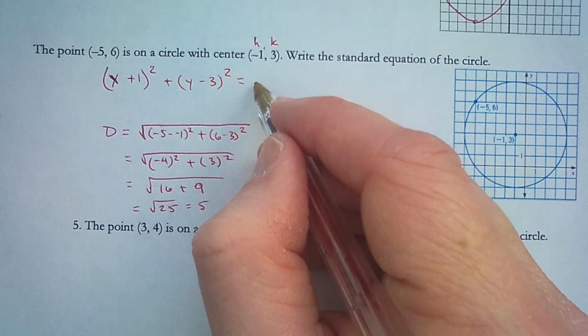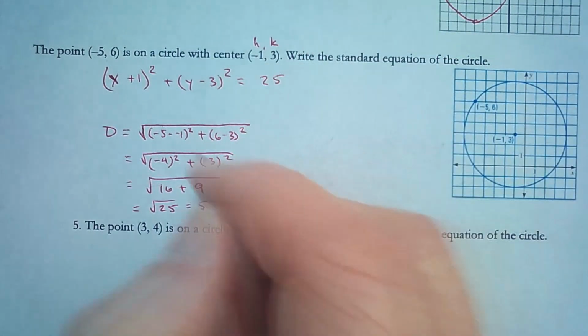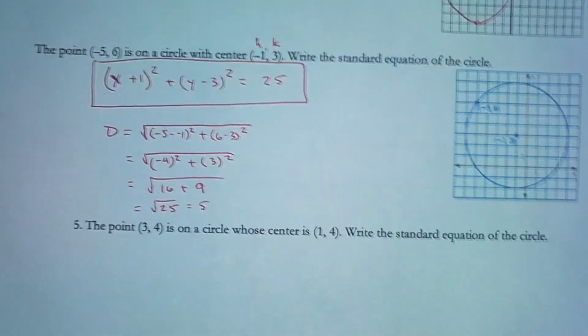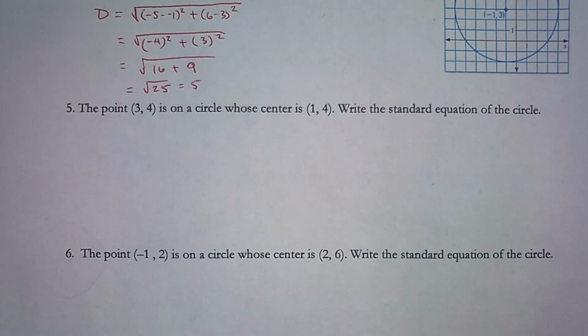Okay, now in this equation we put the radius squared, which is 25. So that is the equation of the circle. Okay, so we'll try a couple more of those without a graph.